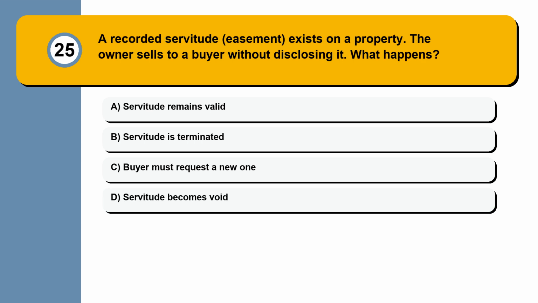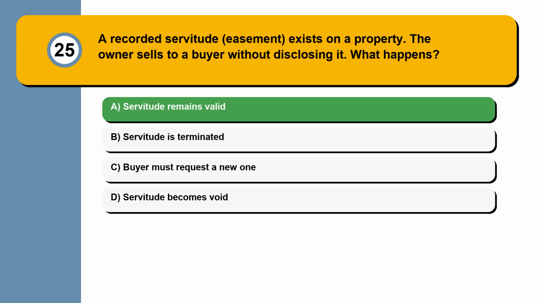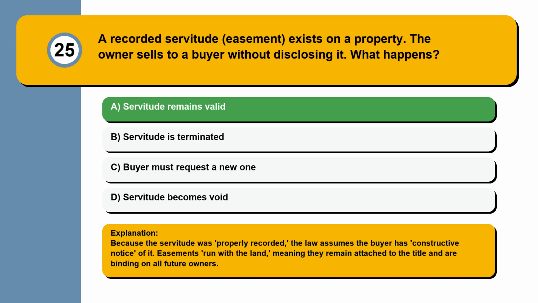Question 25. A recorded servitude easement exists on a property. The owner sells to a buyer without disclosing it. What happens? Servitude remains valid. Servitude is terminated. Buyer must request a new one. Servitude becomes void. Because the servitude was properly recorded, the law assumes the buyer has constructive notice of it. Easements run with the land, meaning they remain attached to the title and are binding on all future owners.